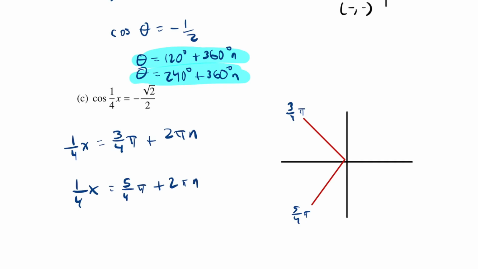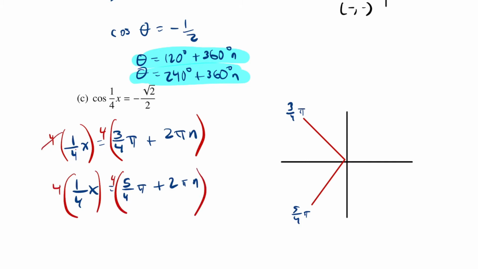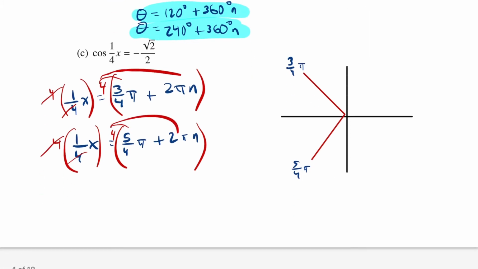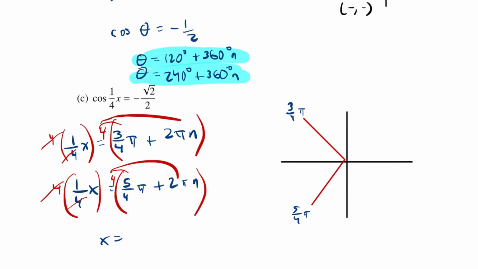Now the final step is to solve for x. That means we're going to multiply both sides of the equation by 4, for both of the equations, to get x by itself. If you distribute, for the top equation you should get x equals, notice that the 4's will cancel here, 3 pi plus 8 pi n. And for the second set of solutions, the 4's cancel again and you get 5 pi plus 8 pi n.